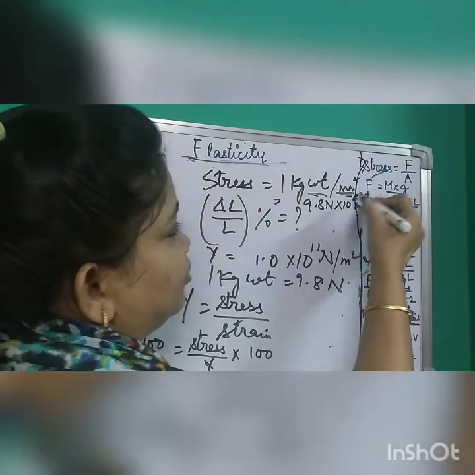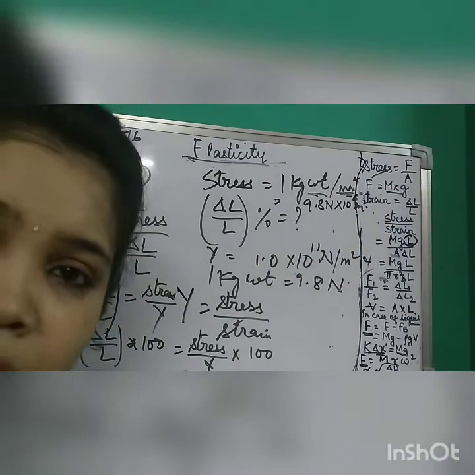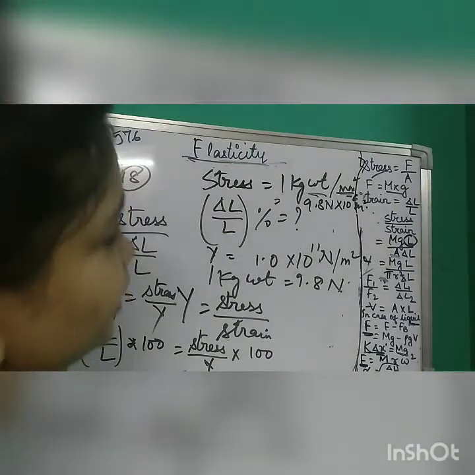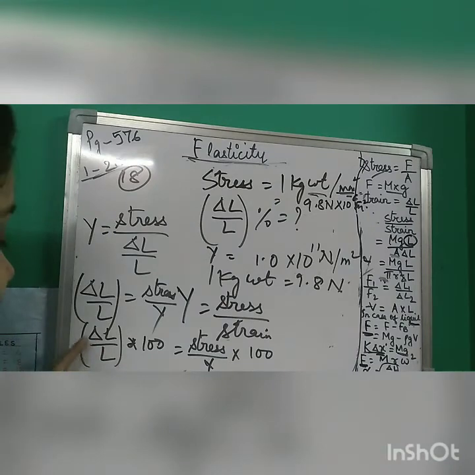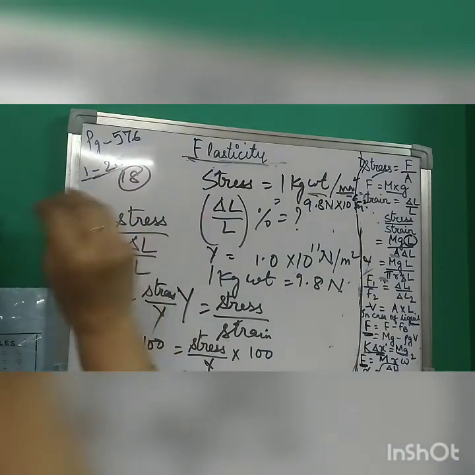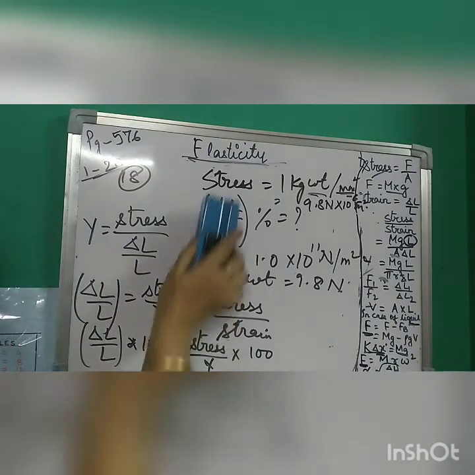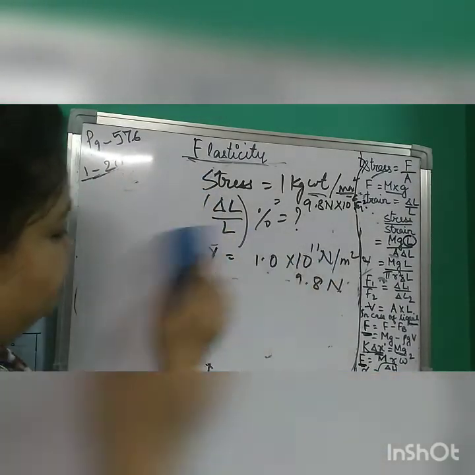10 to the power minus 6, 9.8 into 10 to the power minus 6 Newton per meter square. Okay, so I have converted it. So now just put the values and find out delta L by L. Delta L by L into 100 gives you the percentage. Okay, so this was number 18 sum. Very easy. Now, number 19.